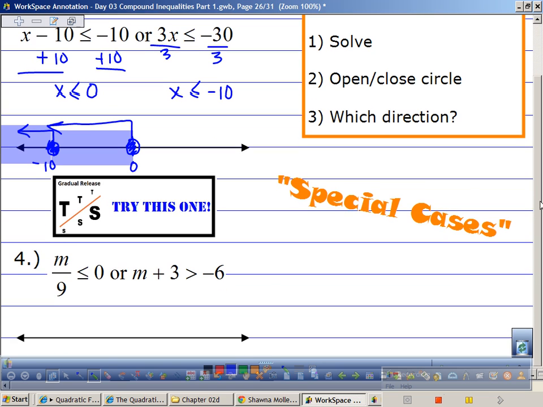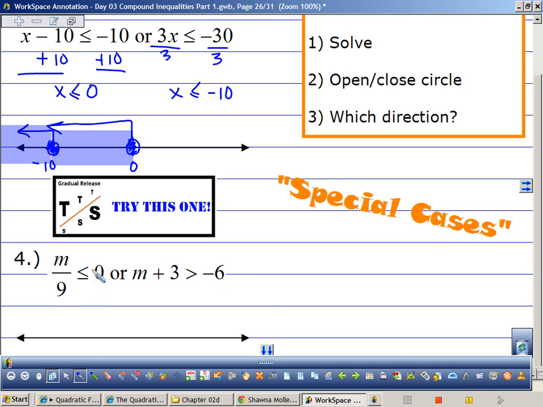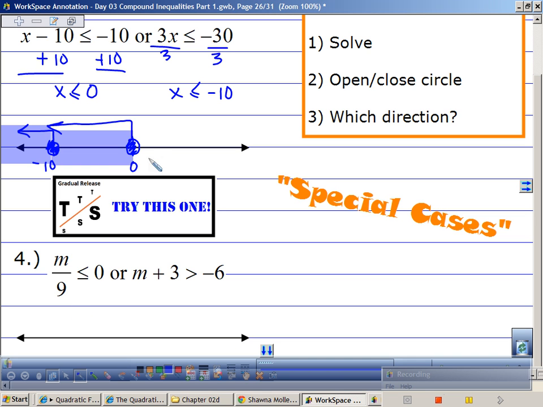Let's look at this one. Last one. So it would include everything less than 0, right? Less than or equal to 0.